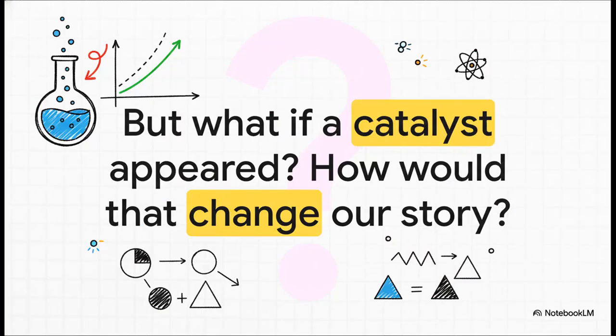But you know, in chemistry, there's always another variable, always another twist. What if the catalyst, one of those substances that speeds up reaction without getting used up, was introduced? It wouldn't even be in the equation, but it would change all our graphs, all our numbers. How would that change our story? Well, I guess that's a case for another time.